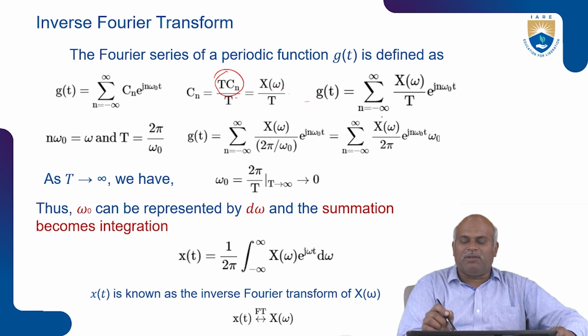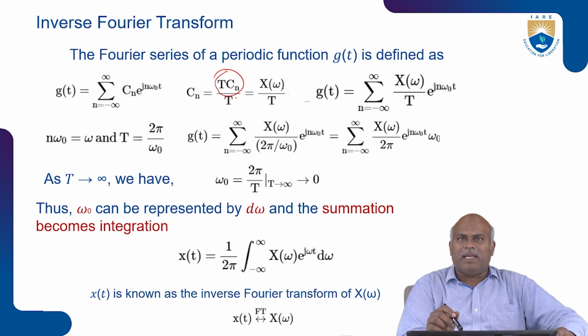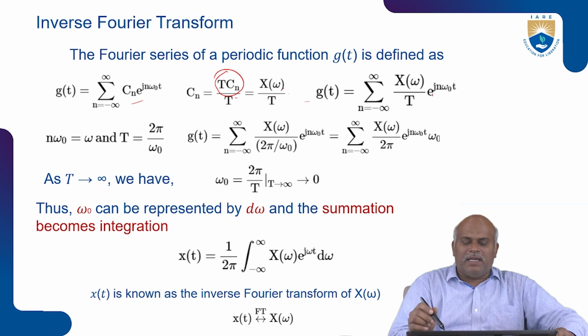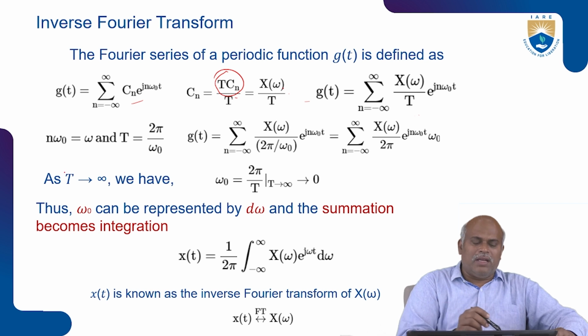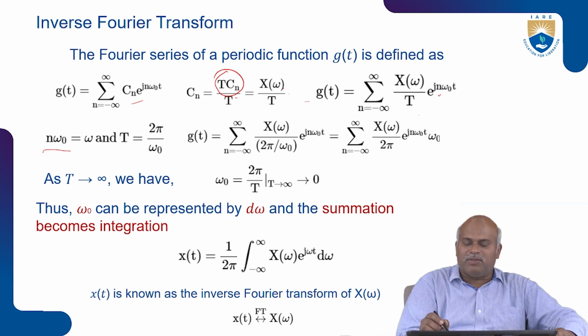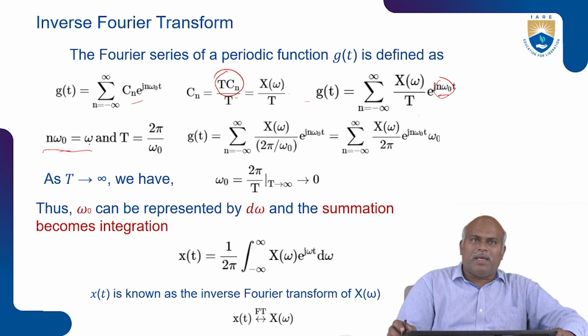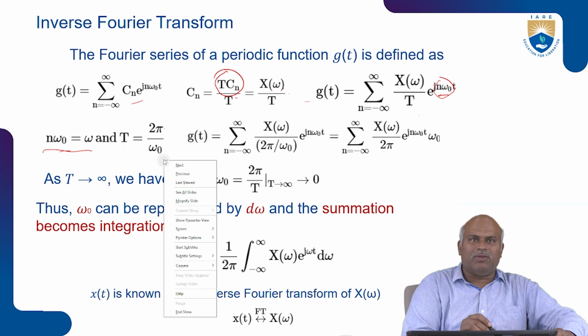Now g of t is equal to the summation from n equal to minus infinity to plus infinity of this term. The C of n term is represented as X of omega divided by capital T, e power j n omega 0 t. Now I should write n omega 0 as omega, so n omega 0 equal to omega. Then T is represented as 2 pi by omega 0.